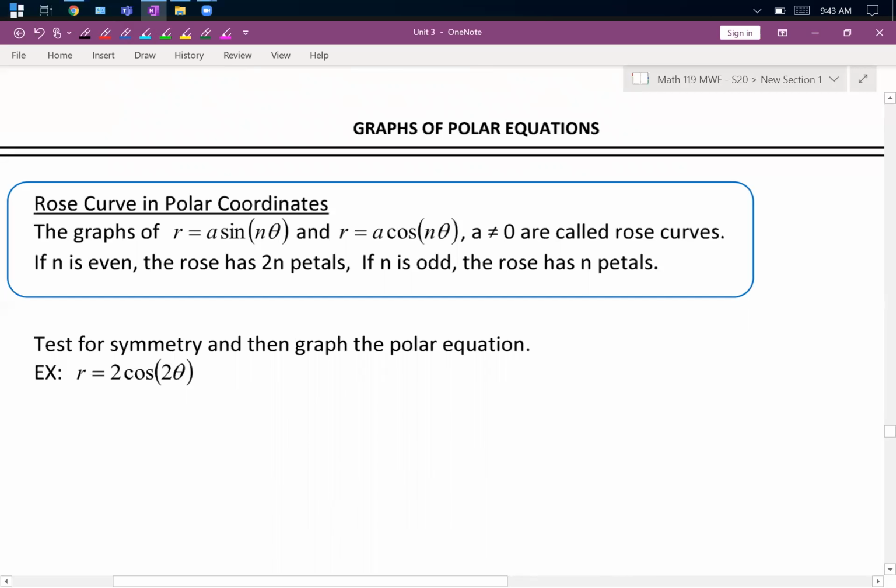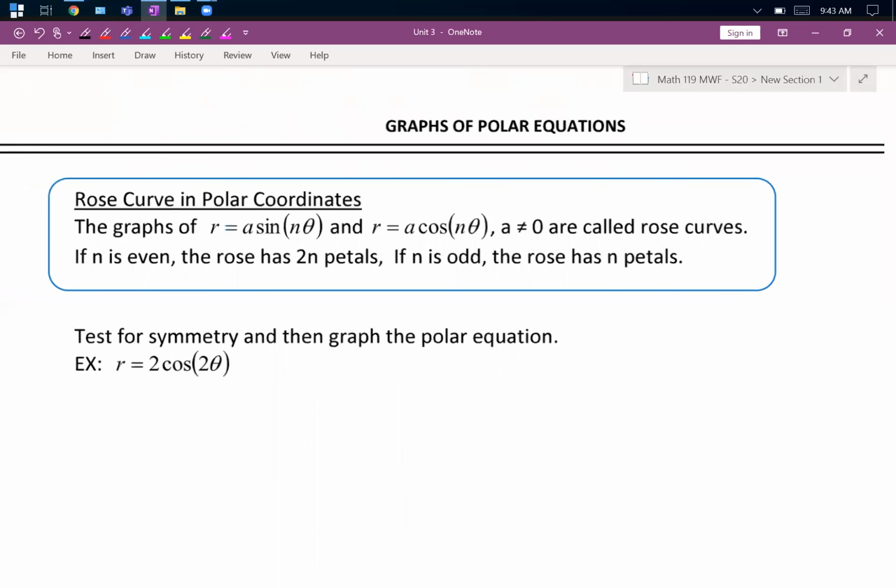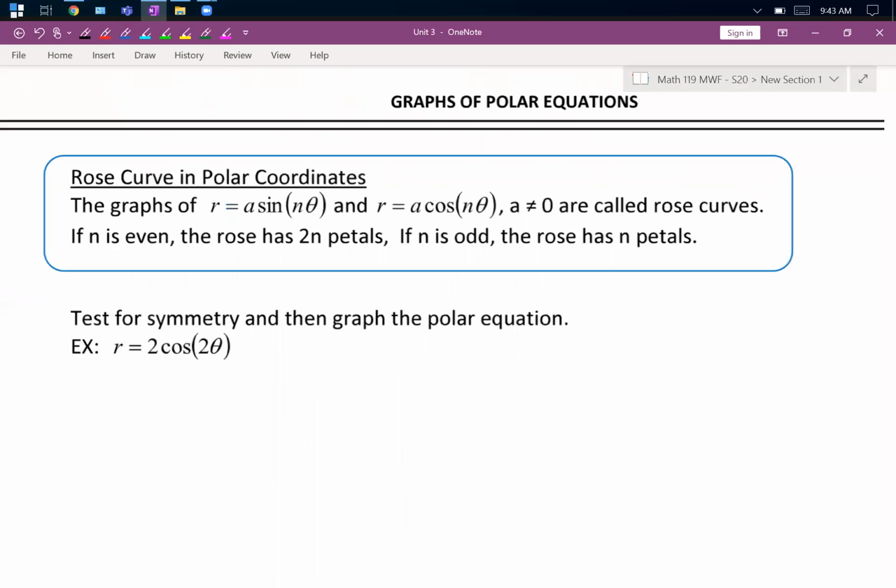Next up are Rose curves. You have a Rose curve when you have a single term, no plus a constant, but your argument is something other than theta, so 2 theta, 3 theta, 5 theta. If n is even, then the rose has 2n petals. If n is an odd number in the argument, then you have n petals.